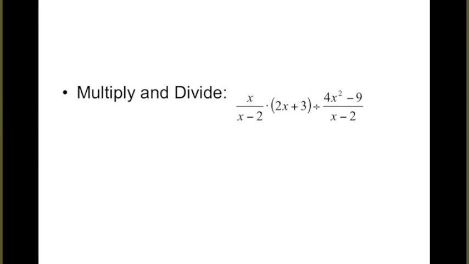This one says multiply and divide, so we want to multiply where it says multiply and divide where it says divide. So anything that comes directly after a divide sign is going to be flipped over. So that first fraction I'm not going to do anything with. That second part isn't a fraction, but I'm going to make it one. I'm going to make it 2x plus 3 over 1. And then that last one's a divide, so I'm going to flip it over. Anything that comes directly after a divide, flip over.